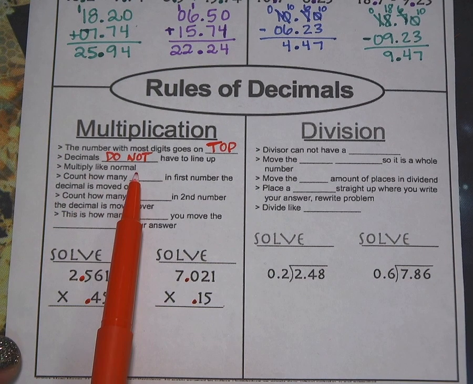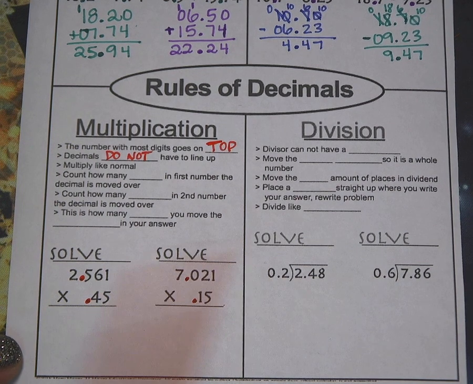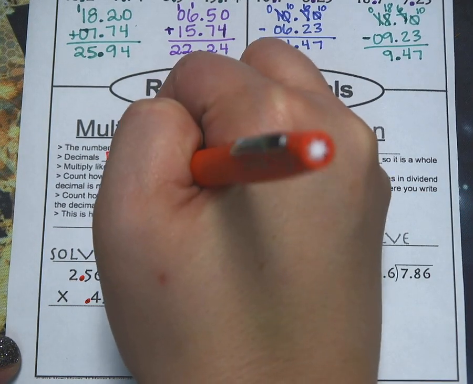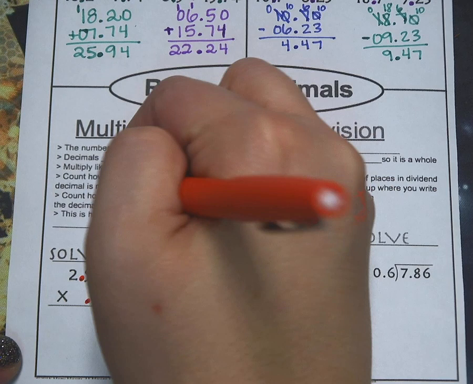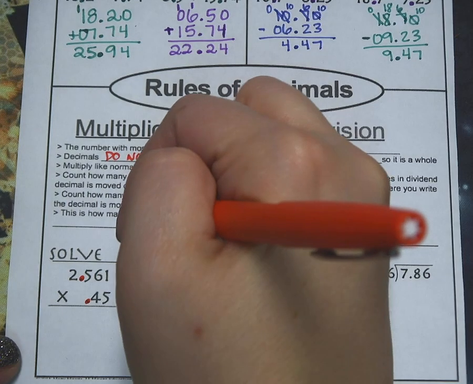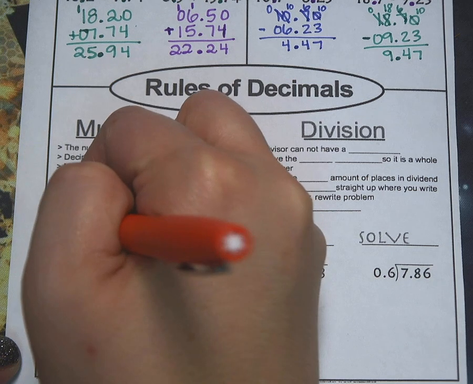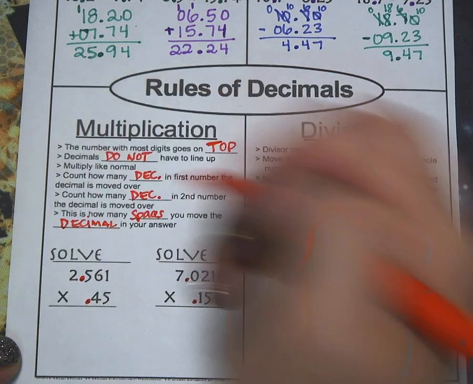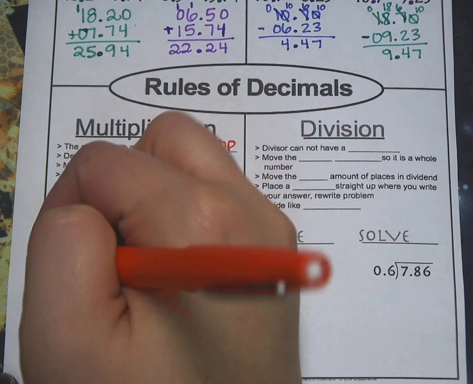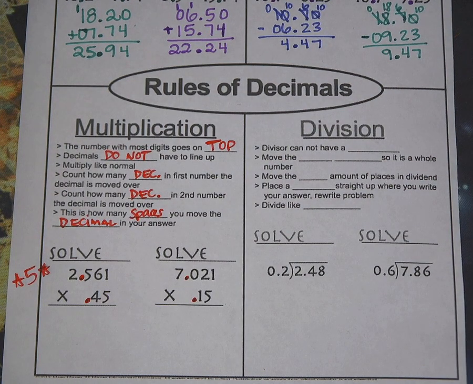It says multiply like normal, so we're going to pretend this is like 2,561 and 45. We don't even care about the decimals. We're going to count how many decimal places in the first number, okay? And then we're going to count how many decimal places in the second number, and that is how many spaces you move the decimal in your answer. So I noticed this year a lot of my students are forgetting their decimal, so I started making them count them first. 1, 2, 3, 4, 5, and they have to put a 5 out to the side to remind them that they're going to have 5 decimal places when they're done.